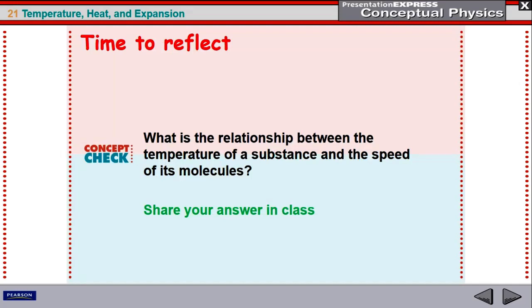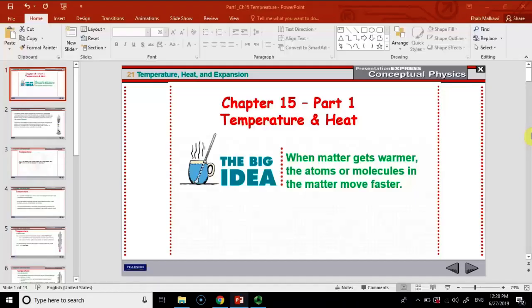This is the end of part 1, and I will leave you with one question. The question says, what is the relationship between the temperature of a substance and the speed of its molecules? If you understand this part, you could easily answer this question. We will talk about it again in class. Thank you.